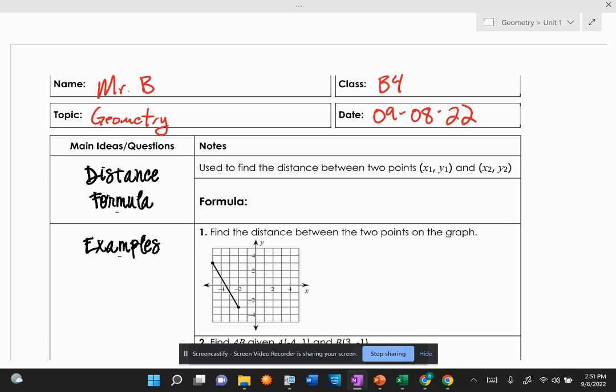Distance formula. Does anybody want to take a crack at it? Anybody know what the distance formula is? Go for it, Jesus. Y equals MC squared. Okay, so this was said, but it's all right.